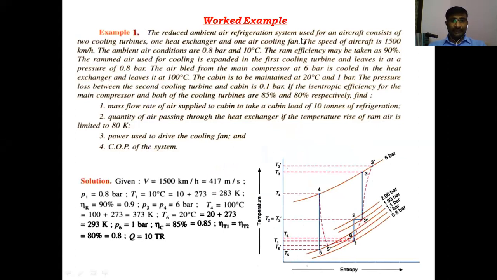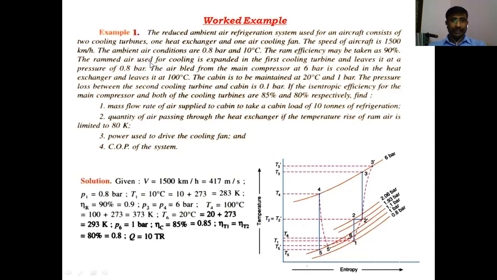The reduced ambient air refrigeration system used for an aircraft consists of two cooling turbines, one heat exchanger and one air cooling fan. The fan is utilized to increase the airflow rate across the heat exchanger. The speed of the aircraft is 1500 kilometers per hour, given in kilometers per hour. The ambient air conditions are 0.8 bar pressure and 10 degrees centigrade temperature. The ram efficiency may be taken as 90% during the ramming action of the ambient air.